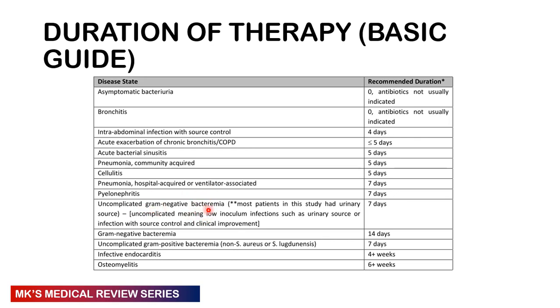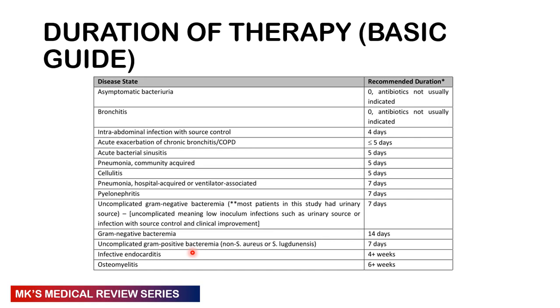I don't know what's happening to my English. It should be given for 7 days. Then if it's gram-negative bacteremia, 14 days. If it's uncomplicated, you give it for 7 days. If it's pretty much complicated, 14 days. Others could even go much further than this. Then, of course, uncomplicated gram-positive bacteremia, which is non-Staph aureus and non-Staph lugdunensis, that's 7 days. If it's infective endocarditis, 4 weeks plus. Then osteomyelitis, more than 6 weeks.